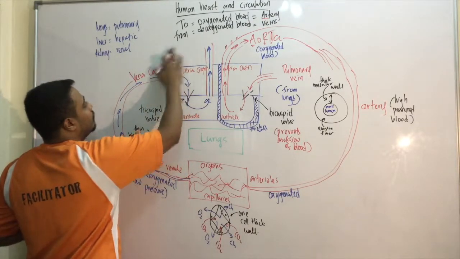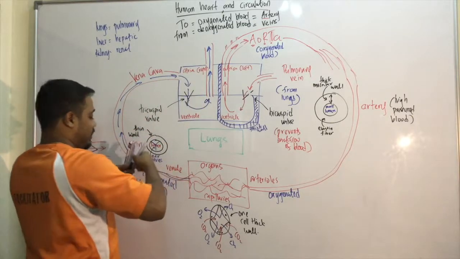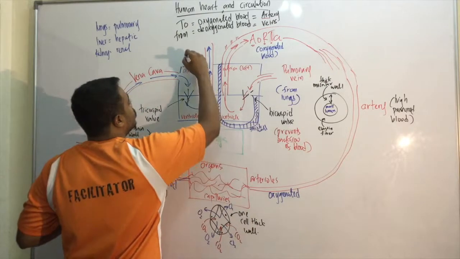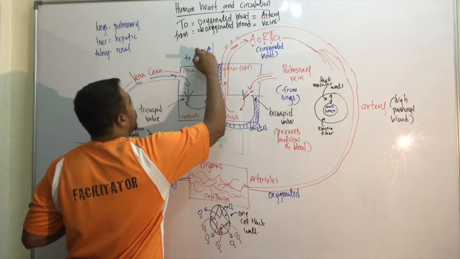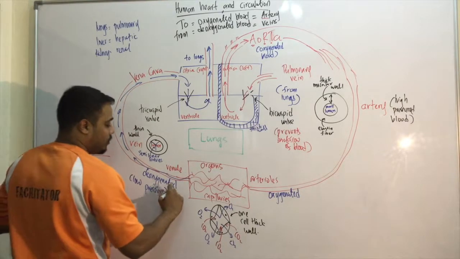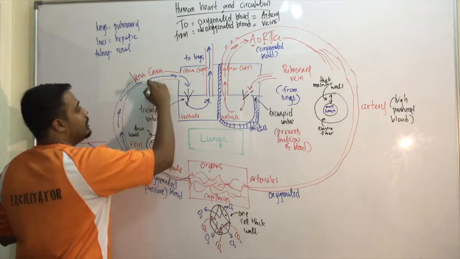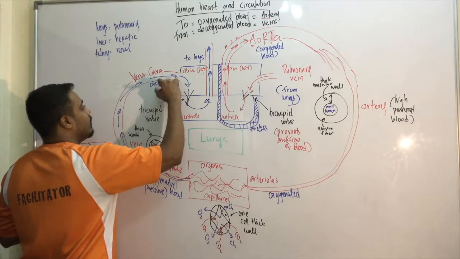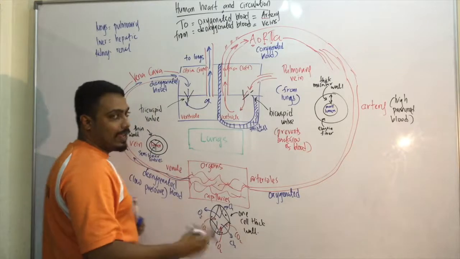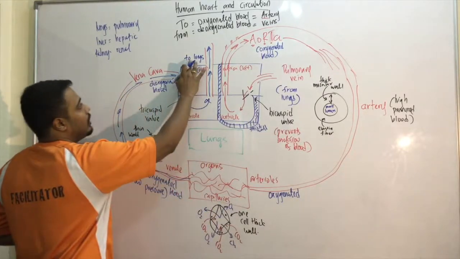This is to lungs. I'll use a different color, probably blue. So to lungs. Why are you going to lungs? This is deoxygenated blood. Deoxygenated blood can only have one purpose. It needs to go and get oxygenated. So it gets pumped to the lungs.